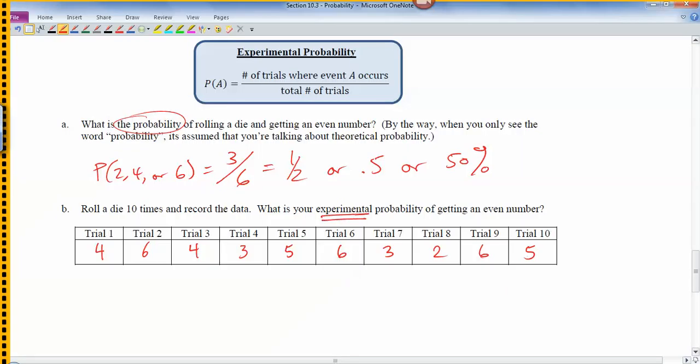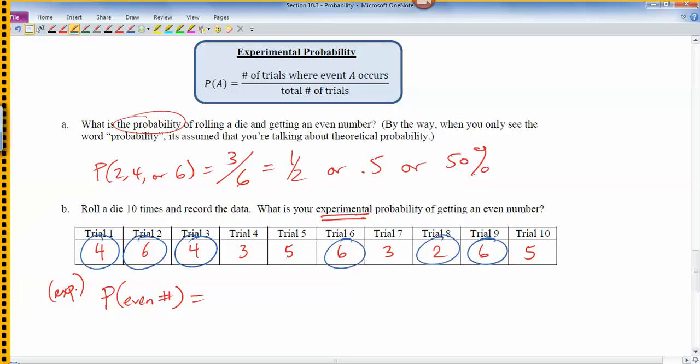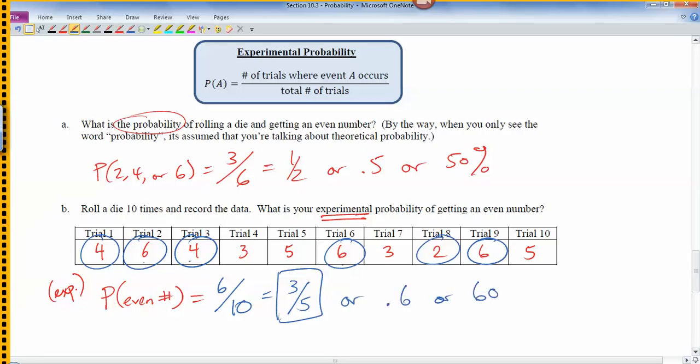So based on the experiment, what's the probability of getting an even number? Well, probability of an even number, and remember this is experimental probability. Well, then you look at your actual outcomes. I got an even, then an odd, then another even, then an odd, then an even, then an even. So 1, 2, 3, 4, 5, 6. I got 6 evens out of 10 total rolls, 10 trials. So that's a 3 out of 5, or it's a 0.6 or 60%, right?